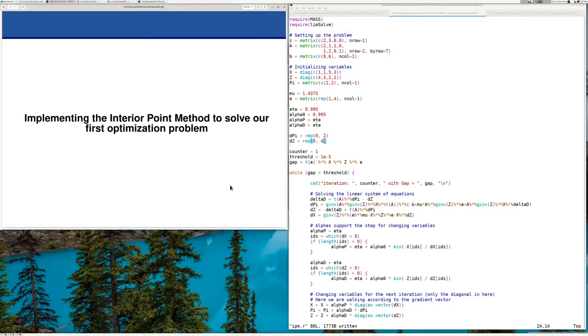Hello guys, now we go for the implementation of our first interior point method. So probably you guys remember from the previous video that we developed together an interior point method to solve a linear optimization problem. That's of course a problem that was based on a book chapter. I provided the reference in the previous video and all the details.